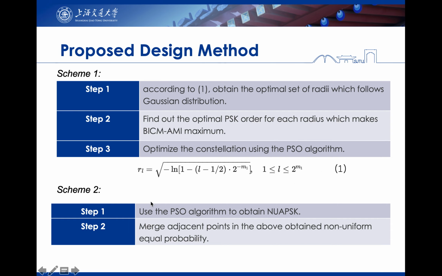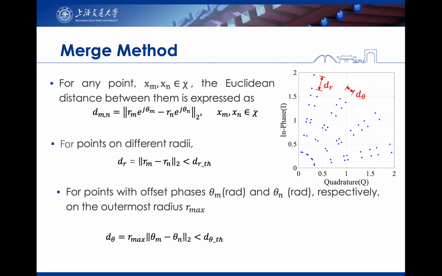Scheme 2, first use the PSO algorithm to obtain NU-APSK and then merge adjacent points in the above obtained non-uniform equal probability constellation. Since the radius set of method 1 is not necessarily the optimal set and the design freedom of method 2 is greater, method 2 is chosen. The specific merge method is as follows.